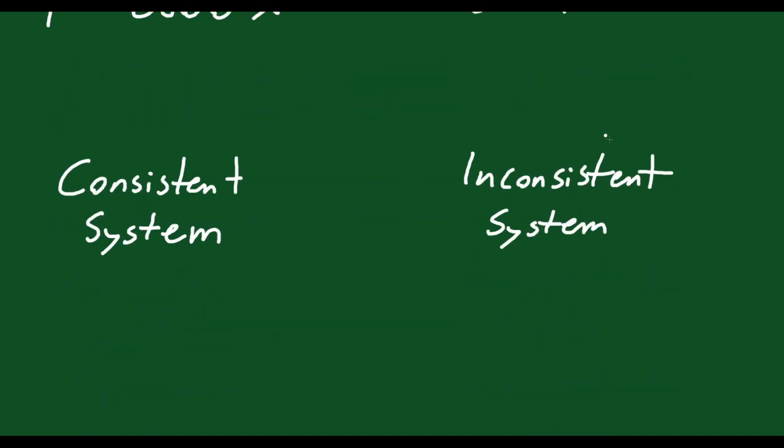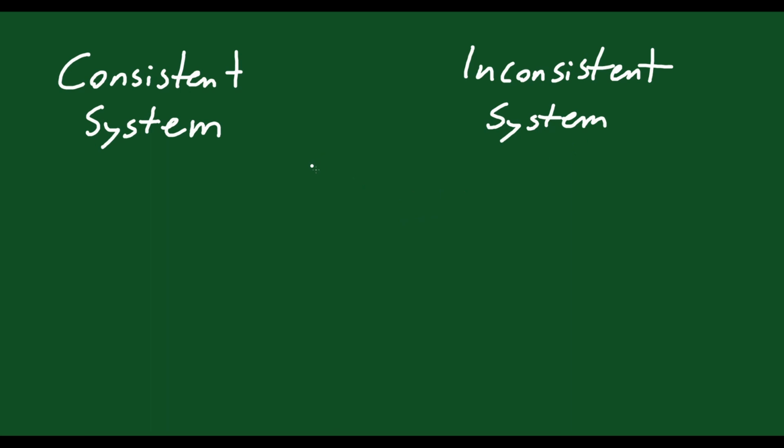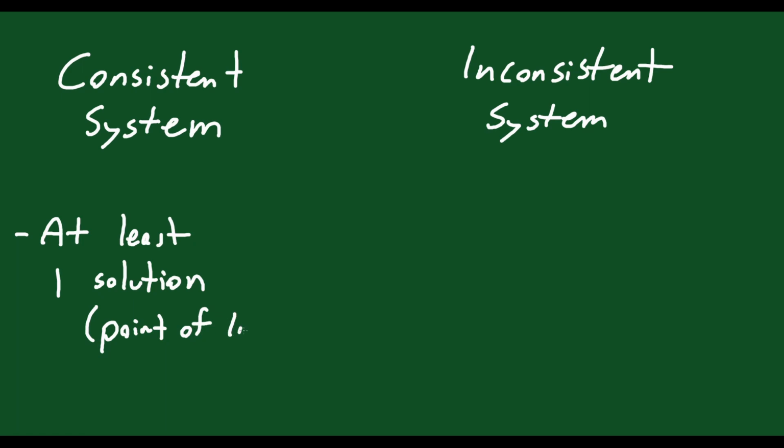Okay. Now, what about the terms consistent system versus inconsistent system? Sometimes you'll hear it said as consistent system of equations or inconsistent system of equations. But what does this mean? Well, a consistent system means that you have at least one solution. Now, what is a solution? What does that mean? Well, what it means is you have a point of intersection between two lines. So that would mean that an inconsistent system has no solution, or no points of intersection.